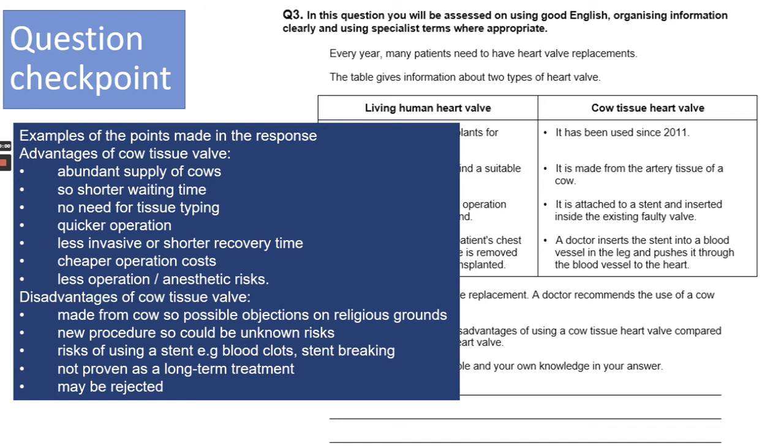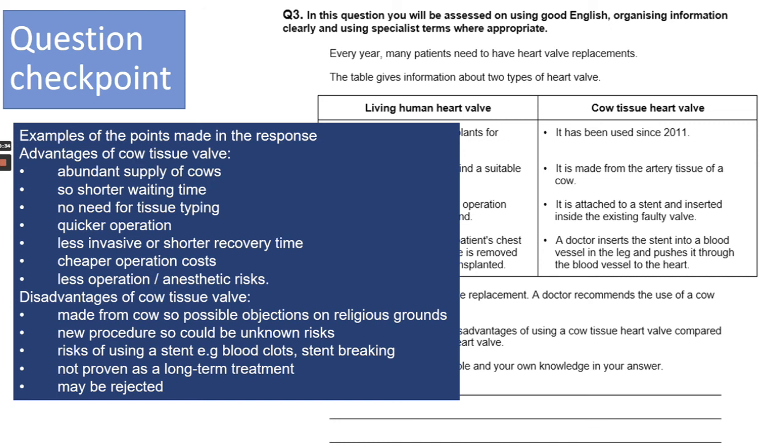So let's have a look at some of the examples of the points made in any response. Obviously you don't need all of these things for the marks. So key advantages are for the cow tissue. Obviously there's lots of cows, so you're not going to be waiting so long for a cow valve. No need for tissue typing because you're going to have immunosuppressant drugs. It's quicker, it's less invasive. It's cheaper operation costs as well, and because there's less operation time, the anaesthetic risk is lowered.